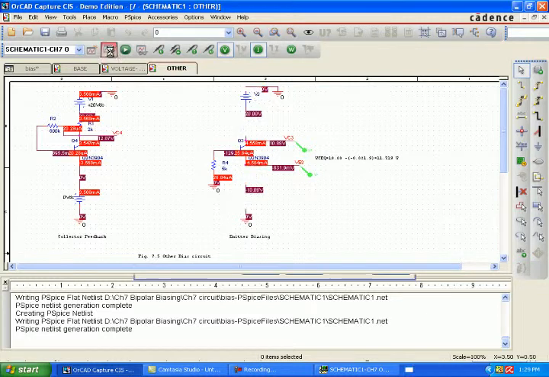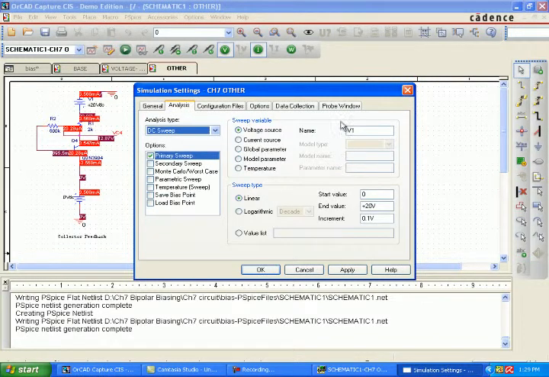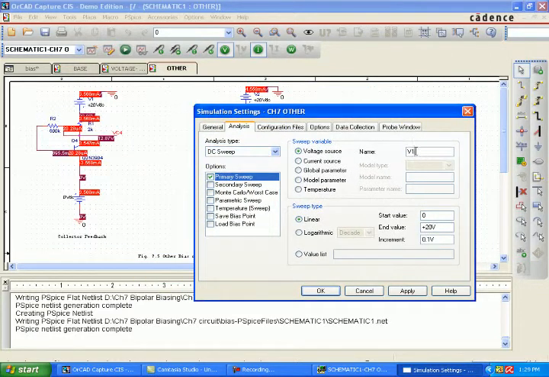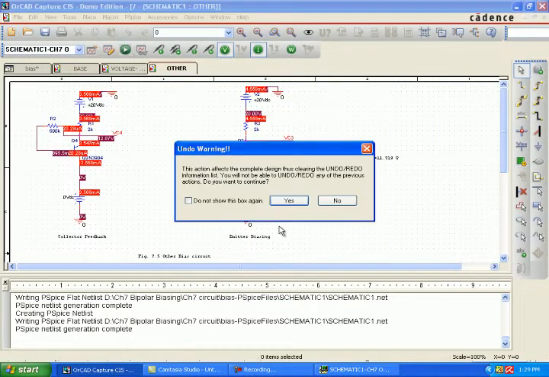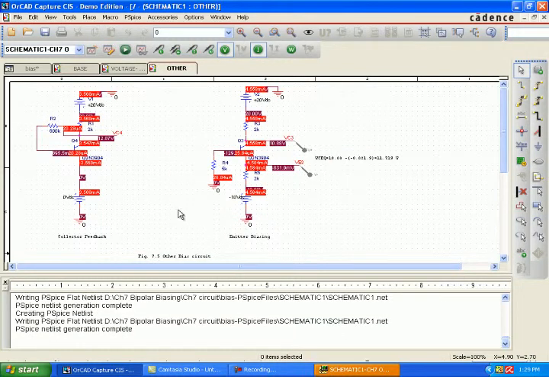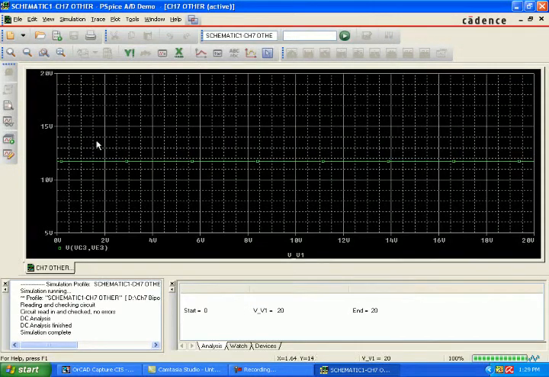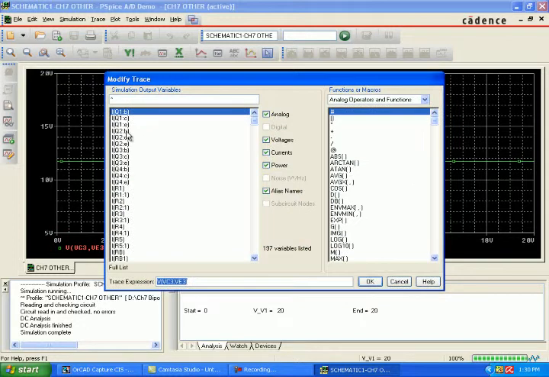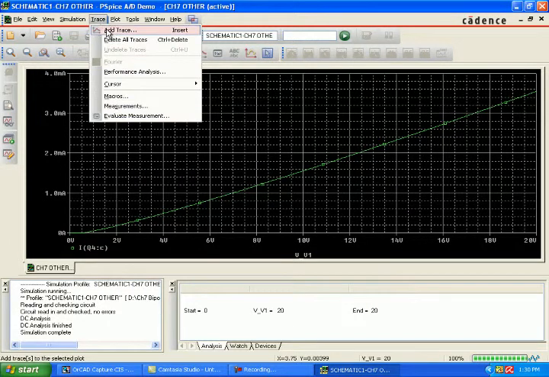Set the simulation profiles. We need to make a simulation so that we can generate a curve. Now make a DC sweep for the V1 and generate the DC sweep from 0 to 20 volt. Now we are making DC sweeps because we need to make a Q point on a graph. So change the bias parameter, it will be IQ4C, add address.